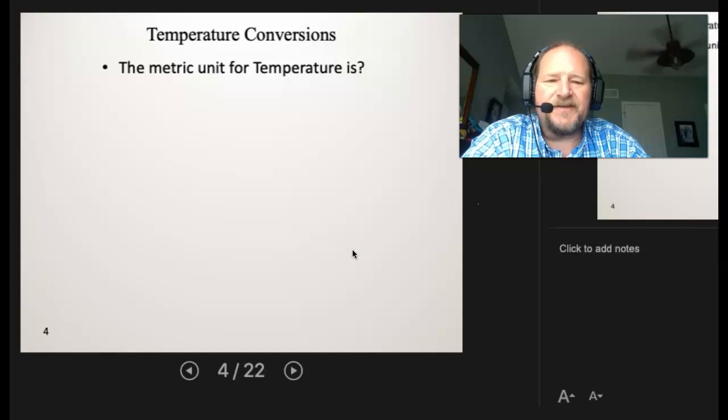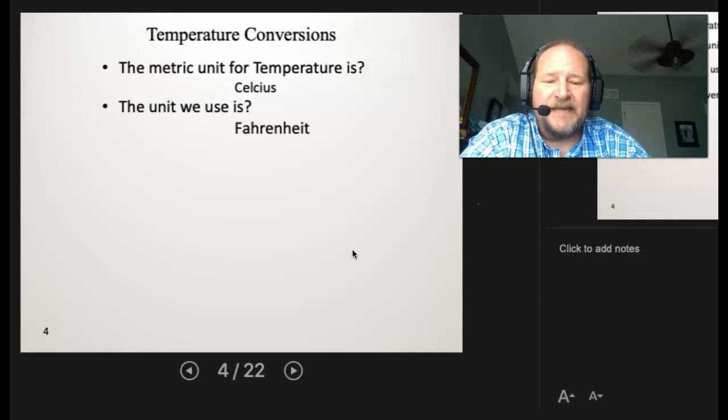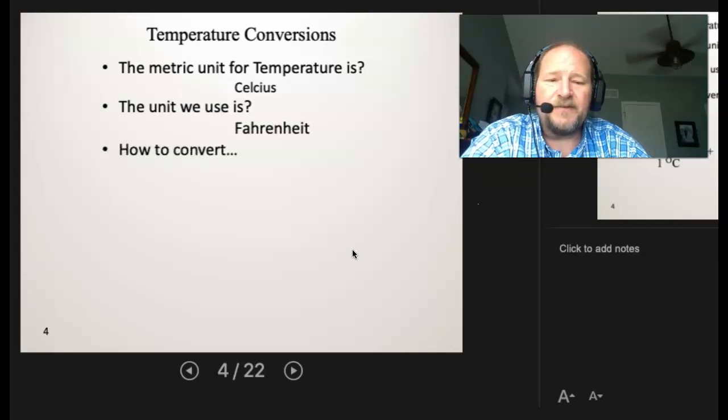So the metric unit for temperature is going to be what? Anybody know? That's right, Celsius. That's going to be the metric unit that we use. Remember, if you go back into chunk 3 or 2 of the last chapter, we saw that Kelvin or Celsius were going to be metric temperatures. And here in the United States, we don't use that, do we? What do we use? Right, we use Fahrenheit. Now the two are related, so we can convert between the two.